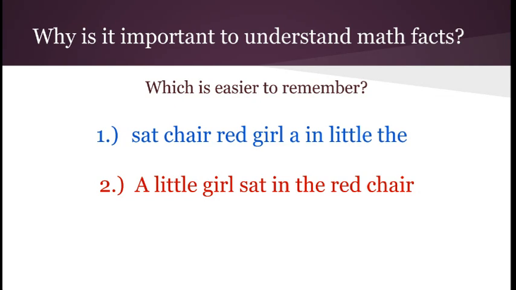First of all, most of us can imagine a little girl sitting in a red chair. That gives us a visual image to go with the sentence. Secondly, many of us have encountered a girl sitting in a red chair before, and that gives us context.